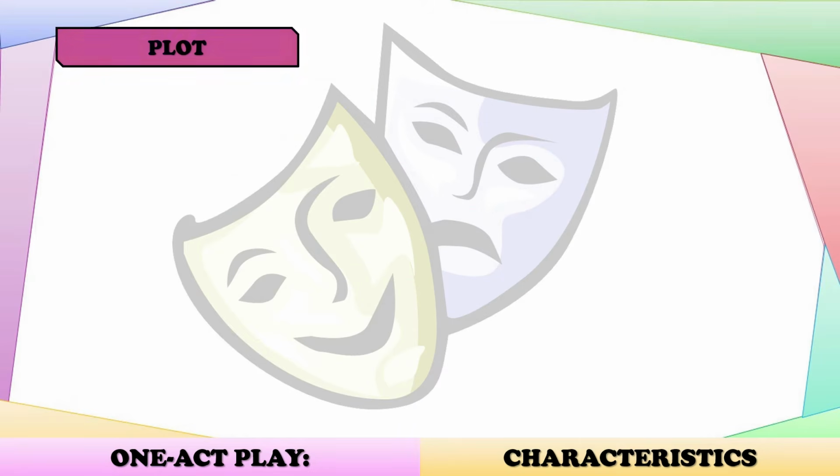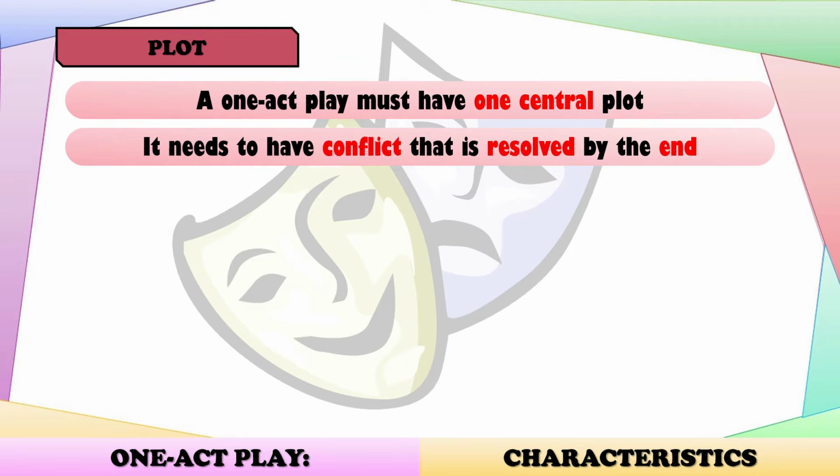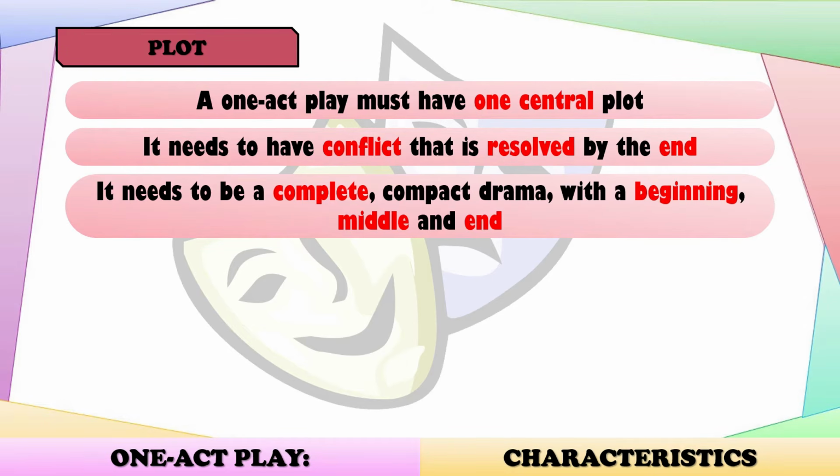In terms of plot, a one-act play must have one central plot. It needs to have conflict that is resolved by the end. It needs to be a complete compact drama with a beginning, a middle, and an end.